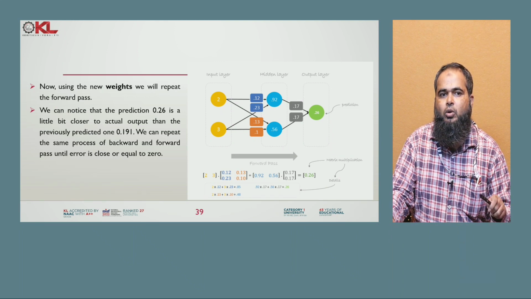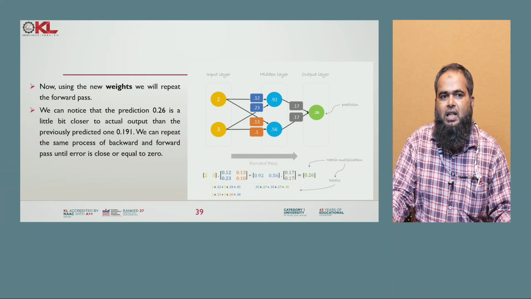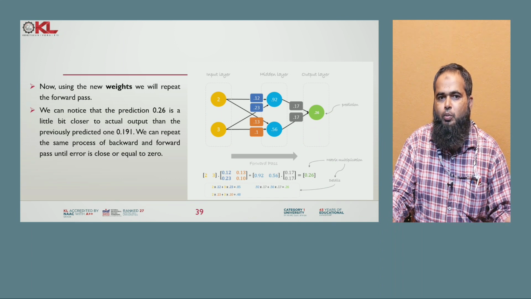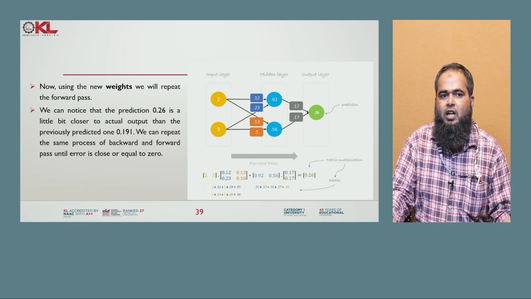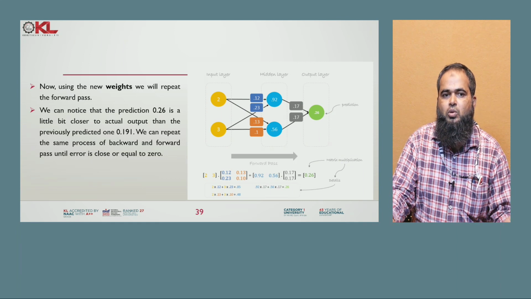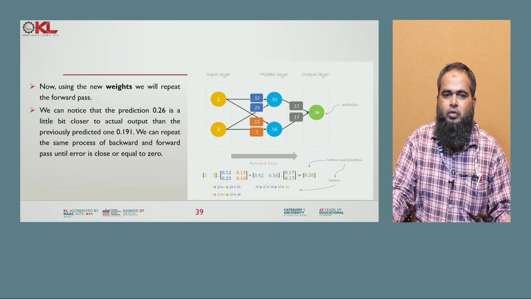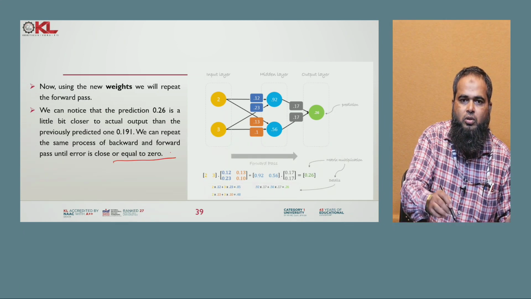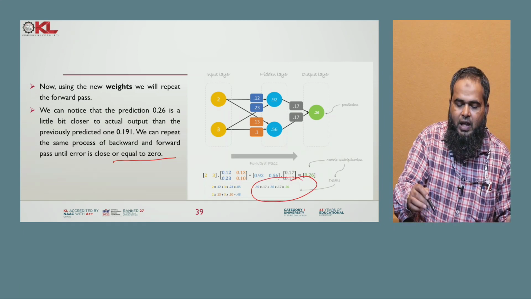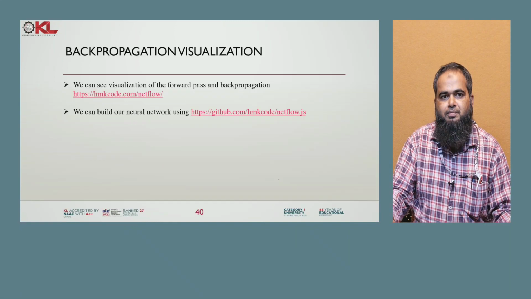We notice that the prediction is 0.26, which is a little bit closer to the actual output than the previously predicted 0.191. We can repeat the same process of backward and forward pass until the error is close to 0. So our aim is to get the error close to 0, and this is the way we calculate backpropagation.